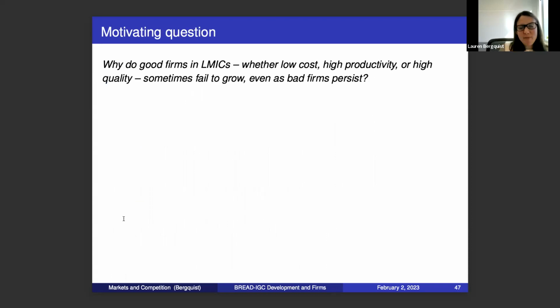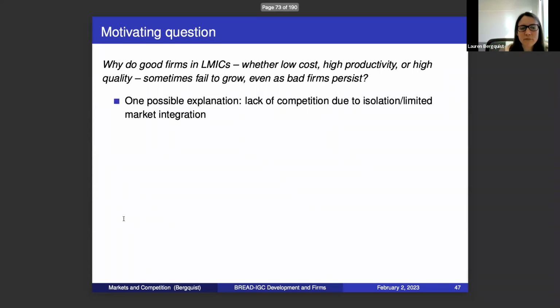The overall motivating question behind this paper, which is a really huge one in this space, is why do good firms in this context, whether low cost, high productivity, or high quality, fail to grow? And the flip side of that coin is, why do bad firms fail to exit? Why do they remain in the market? One possible explanation is basically a lack of competition.